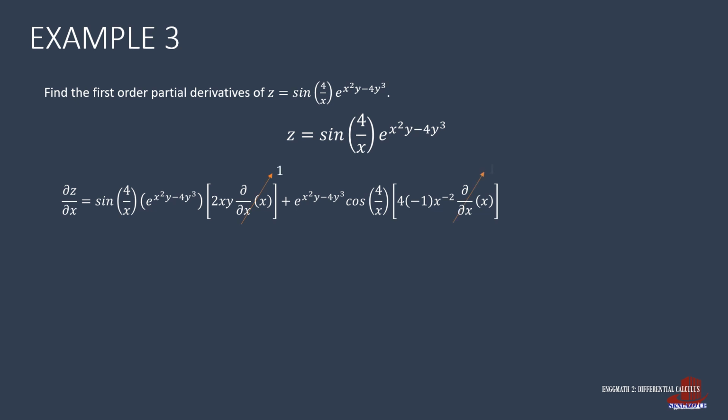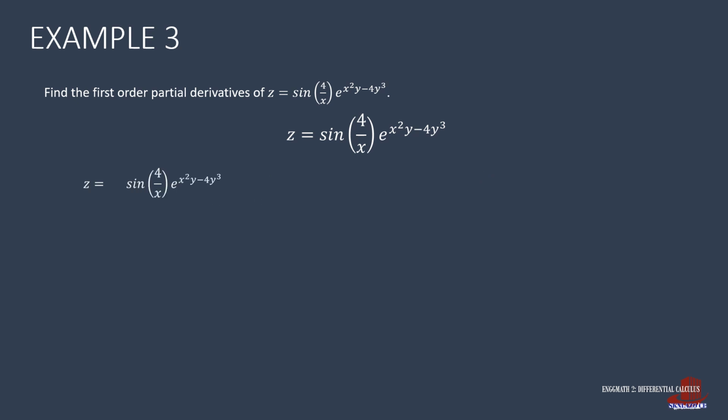So the simplified partial derivative of z with respect to x is 2xy times e raised to x squared y minus 4y cubed multiplied by the sine of 4 over x, minus the ratio of 4 times e raised to x squared y minus 4y cubed times cosine of 4 over x with x squared.